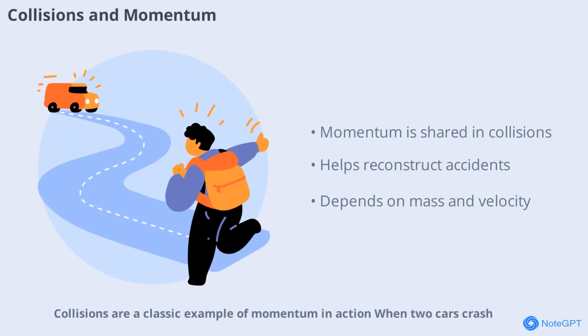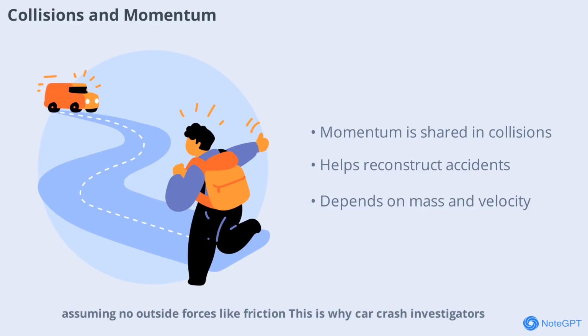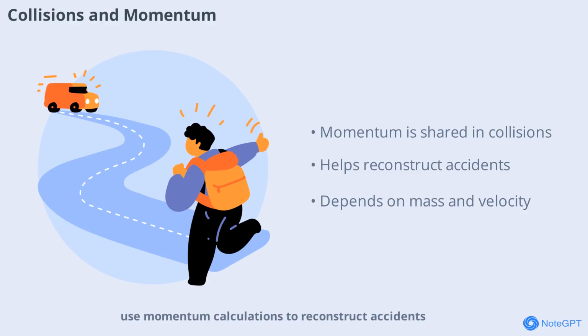Collisions are a classic example of momentum in action. When two cars crash, their combined momentum before the collision equals their combined momentum after, assuming no outside forces like friction. This is why car crash investigators use momentum calculations to reconstruct accidents. The way momentum is shared or transferred during a collision depends on the masses and velocities of the objects involved.